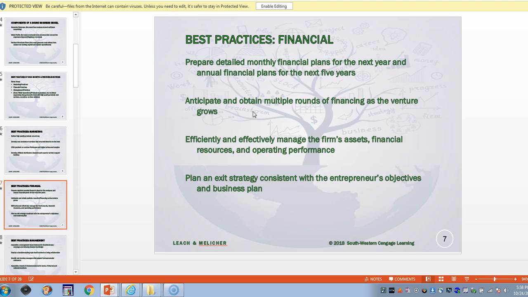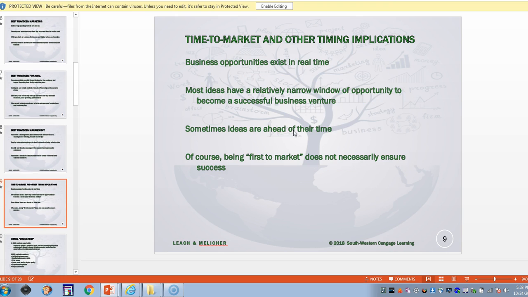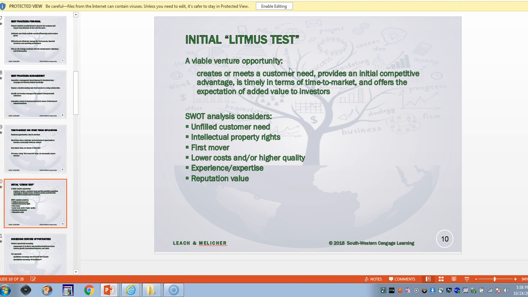And here's the financial, prepare detailed financial plans. I wouldn't get too bogged down with this stuff. And here's the management best practices. And this is an important thing: business opportunities exist in real time. You should be reading the chapters. They're not that long.